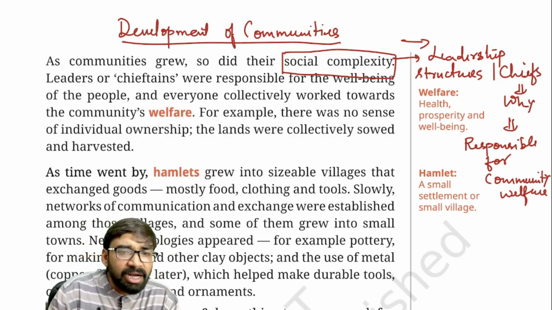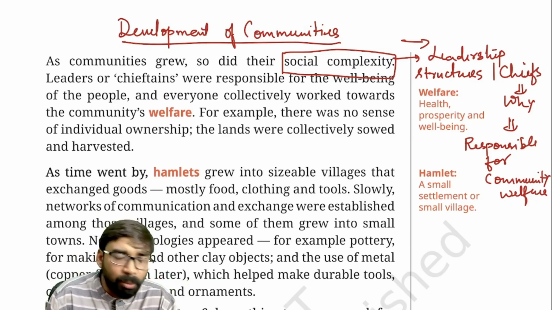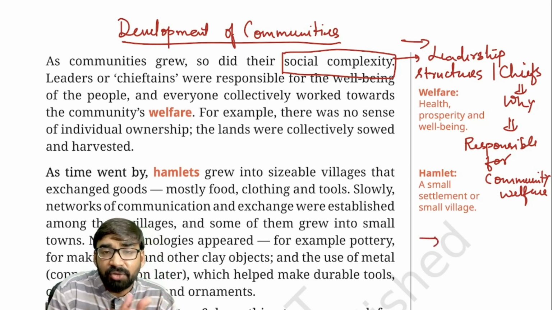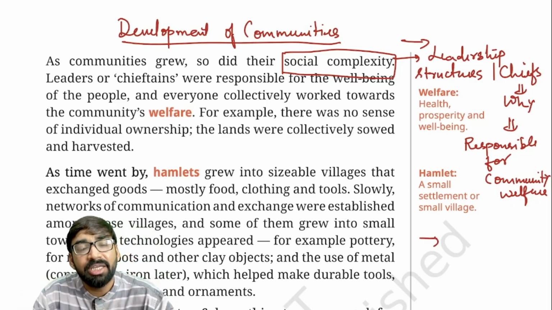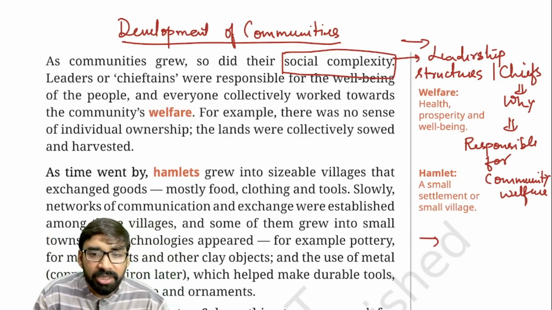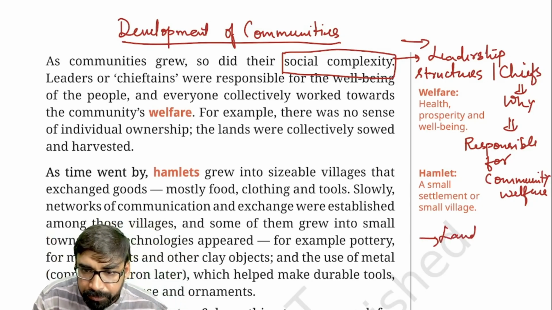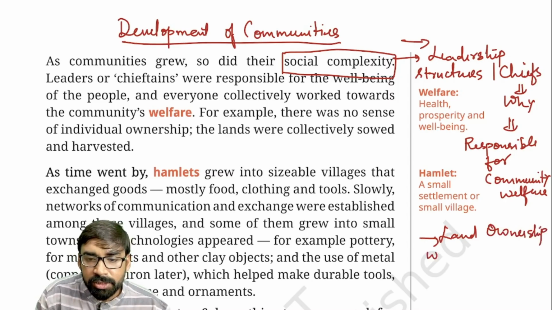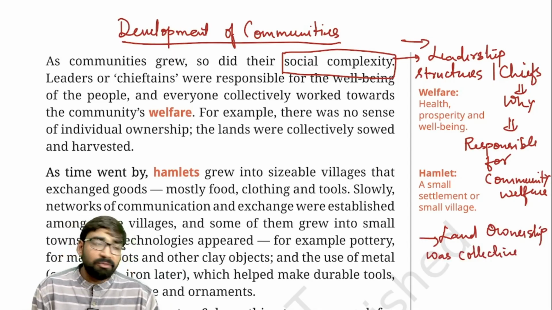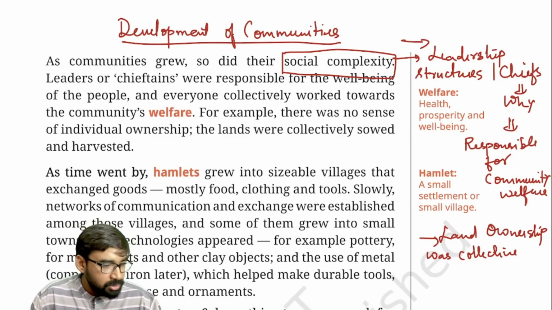Now they started practicing the collective work for common welfare. Now the basic question here is, what about land? Whether land was under the control of individual? Initially land was a collective commodity. Land ownership, initially land ownership was collective, right? So initially land ownership was collective, there was no individual. Is it understandable?